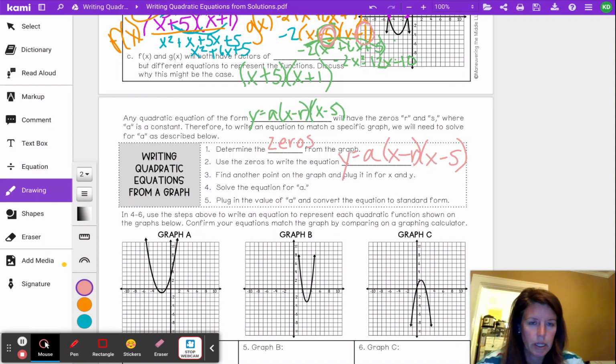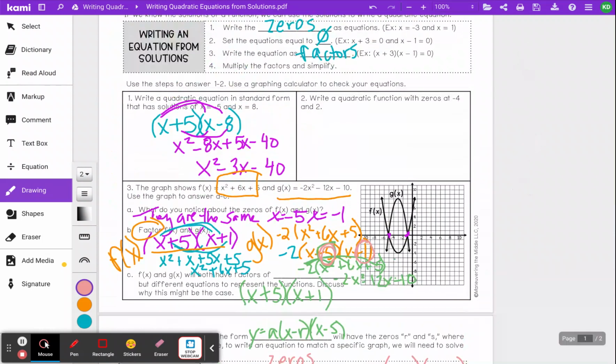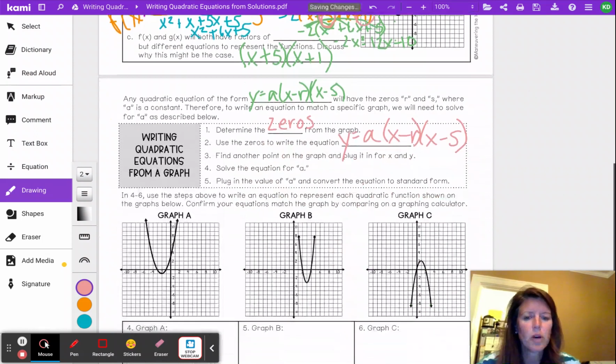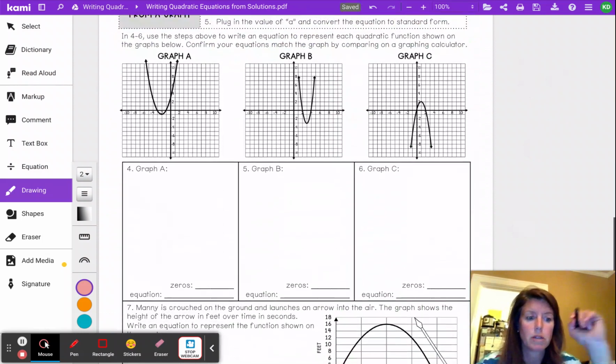Actually, I'm going to go back up and tell you all the answer for number 2. Number 2 was, let's see, y equals x squared plus 2x minus 8. Did you get it? Y equals x squared plus 2x minus 8. There we go.